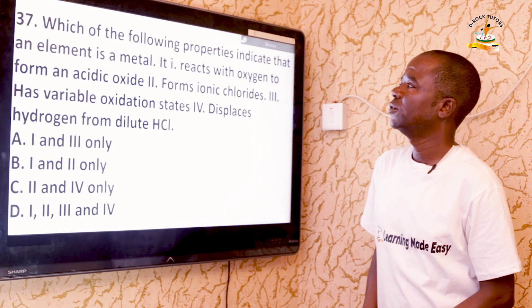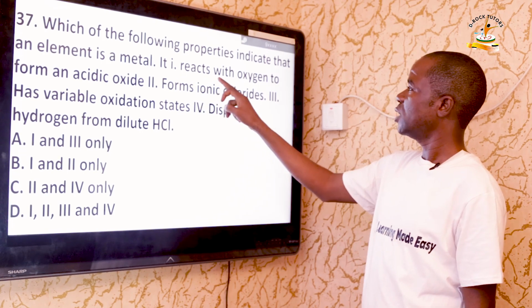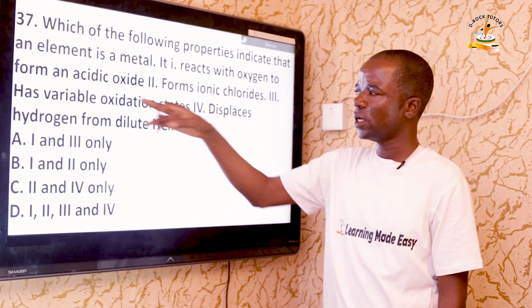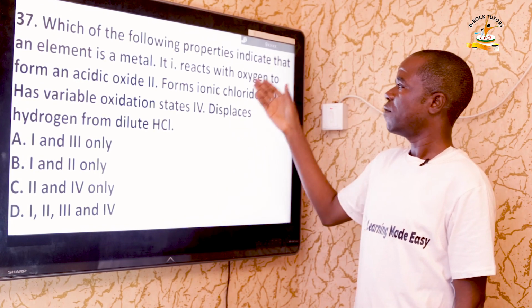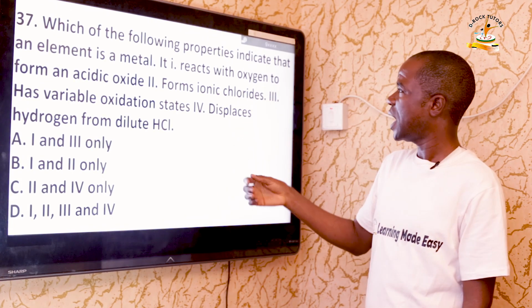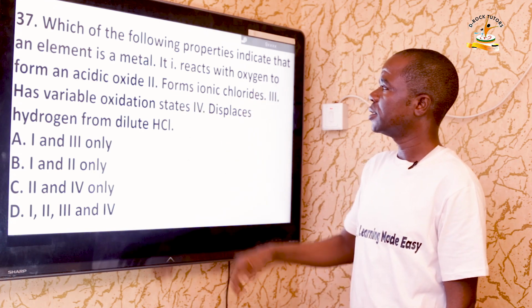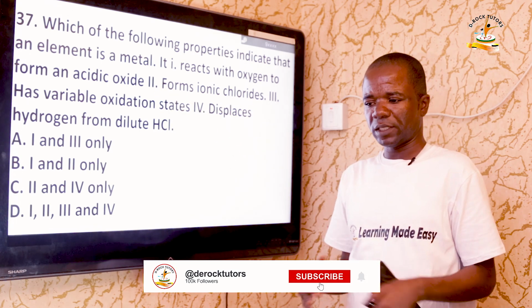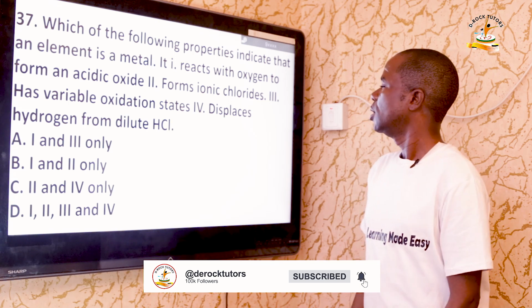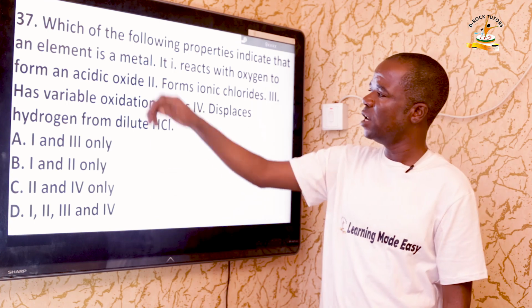Okay, number 37. Which of the following properties indicate that an element is a metal? Roman figure 1, reacts with oxygen to form an acidic oxide? We know that isn't true. Acidic oxides are formed when a non-metal reacts with oxygen, not a metal. So Roman figure 1 is incorrect. Roman figure 2, forms ionic chloride. That's correct, because iron, for example, forms ionic chloride with chlorine. So Roman figure 2 is definitely an indication that an element is a metal.